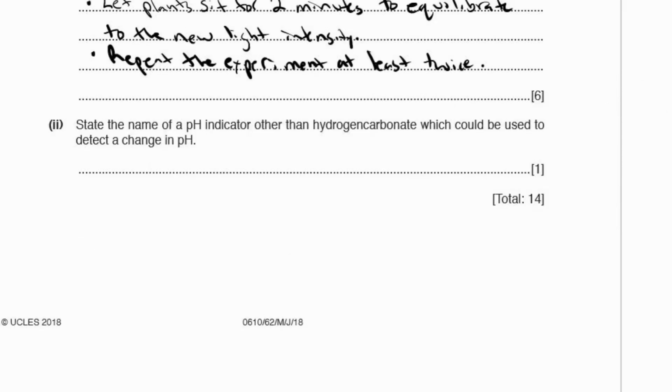And 2, state the name of a pH indicator other than hydrogen carbonate, which could be used to detect a change in pH. Well, pretty much any indicator will work. The 2 most common ones are universal indicator or litmus. And there we go, universal indicator. And that answers that question. All right, and that is the end of this exam.